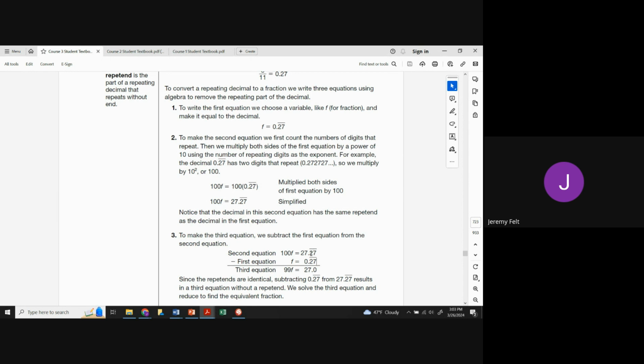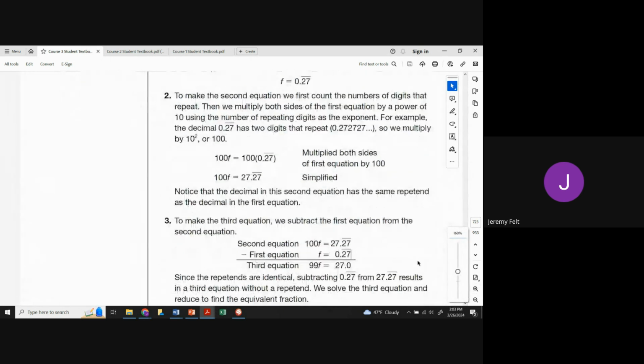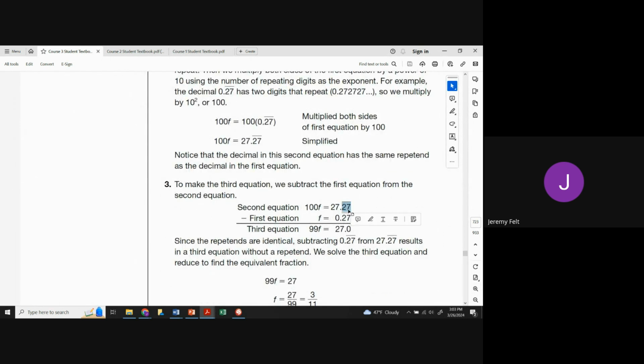And then we notice, even though these are both repeating forever, this is the same as this. So when we subtract that, it becomes 0. 27 repeating forever minus 27 repeating forever is just 0. And that's how we essentially get rid of that repeating decimal, and we'll come up with a fraction. 27 minus 0 is 27. 100F minus 1F is 99F.